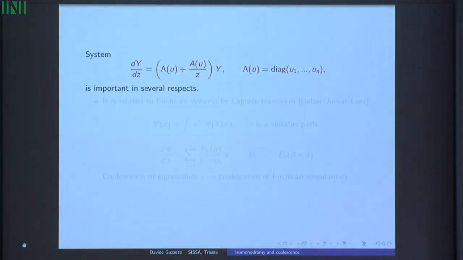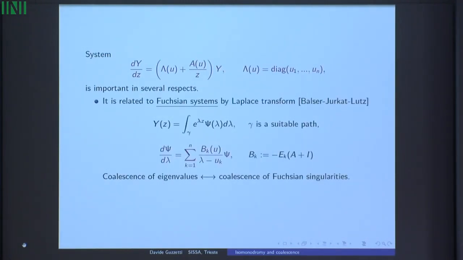Why shall we consider this system, which in a sense is a particular kind? There are so many differential systems. Why is this one important? Actually this system appears in many applications. First of all, it is related to Fuchsian systems. Fuchsian systems are studied for several reasons. We have just heard a talk before about hypergeometric equations. And by a Laplace transform, you can relate solutions of this system to solutions of a Fuchsian system. I will not enter into details because I'm not interested in this now.